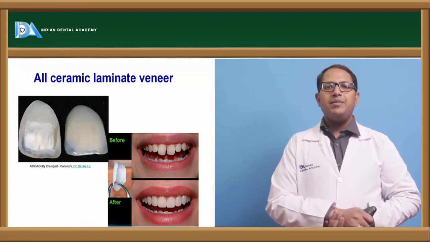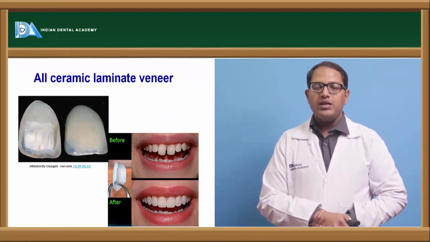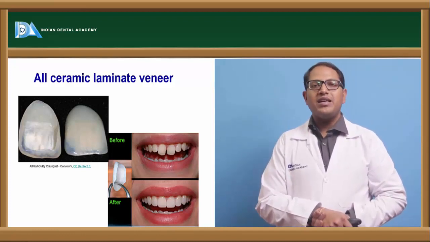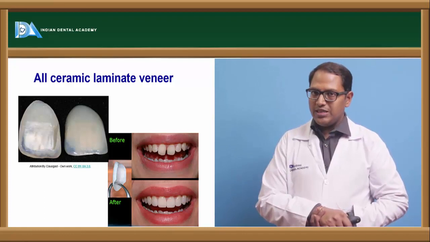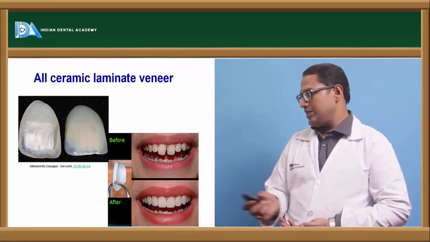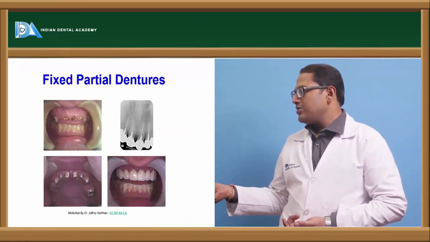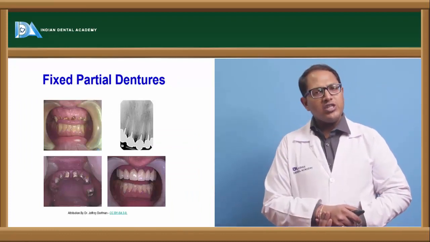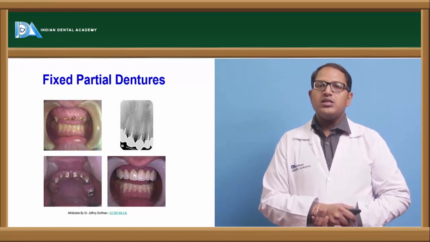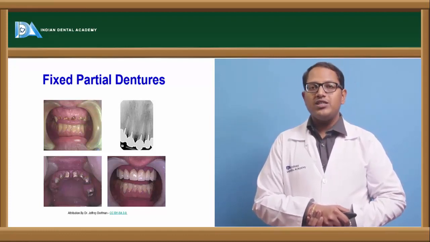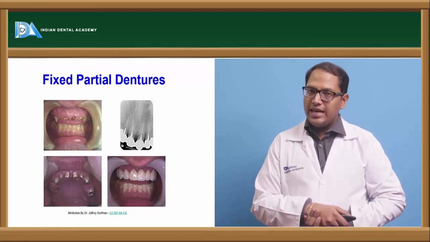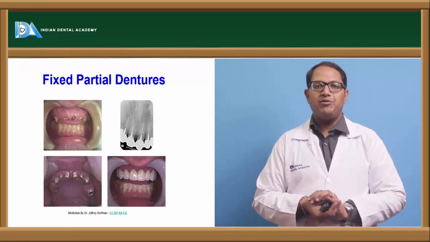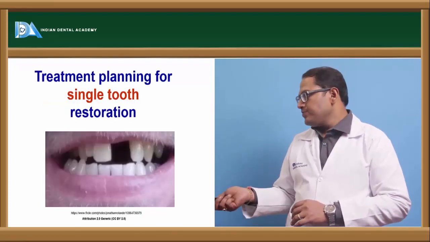All ceramic laminate veneers are the newly coming up technology where everybody desires aesthetics. All ceramic gives excellent aesthetic, translucency and color properties. So these are all ceramic restorations. Now fixed partial dentures: when do we call it a fixed partial denture and when do we call it a crown? A crown is for a single tooth. A fixed partial denture is when we have to replace a missing area, so you have to have a bridge between two different natural teeth. That time it will be called a fixed partial denture.